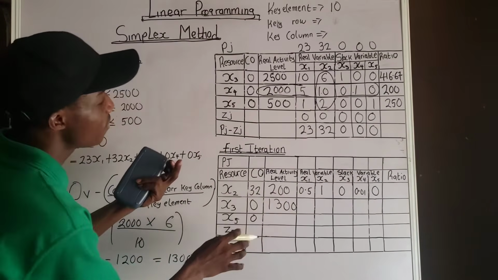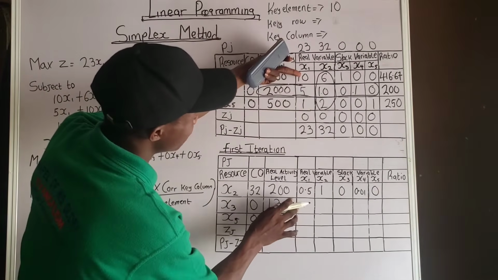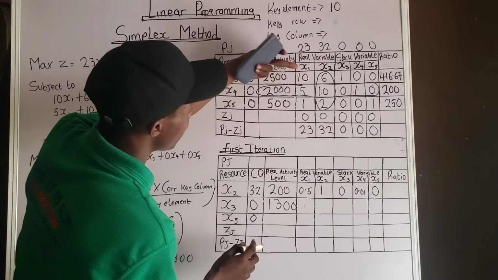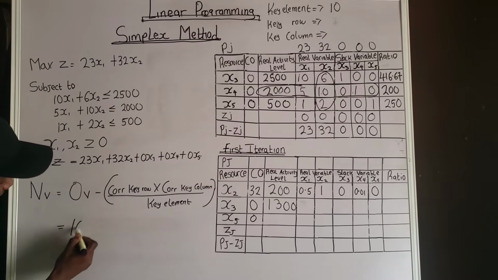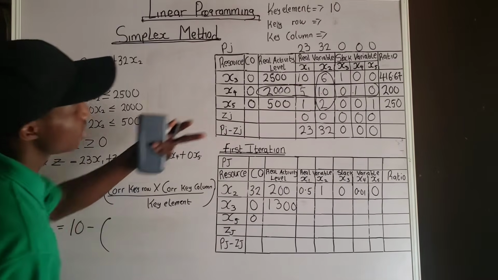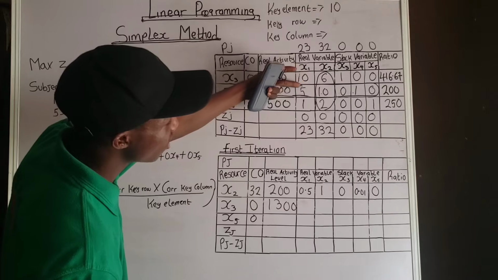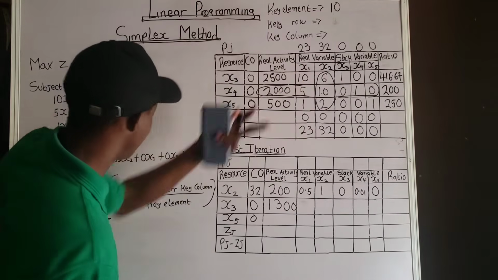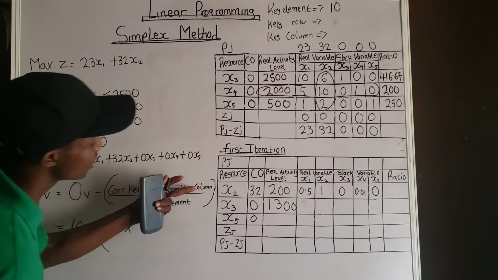Okay, let us proceed to get the new value of these cells. Don't forget that the old value of these cells is what? 10. You can see the old value of these cells is 10. So to get the new value, we are going to use the same formula, which is the old value, that is 10, minus the corresponding key row element. We are going to trace from 10 down to the key row element, and the corresponding key row element is what? 5. So I'm going to have 5 multiplied by the corresponding key column element.